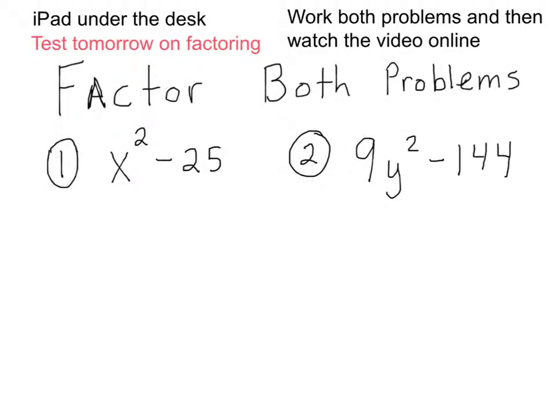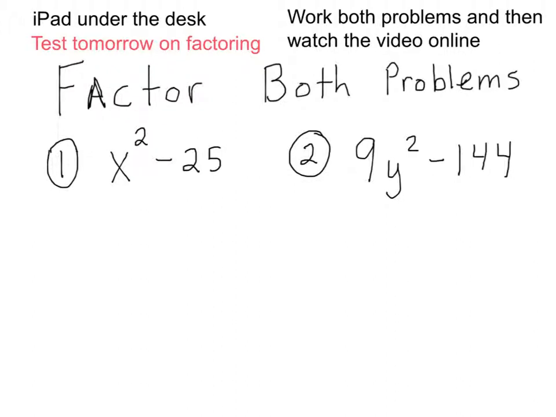Okay, as you push play on this, I want you to see the heading at the top, Test Tomorrow on Factoring. So tomorrow in class, we're going to have a test covering all types of factoring, GCF, trinomials, and difference of squares. Here are two samples of difference of squares problems that we learned just a few days ago.